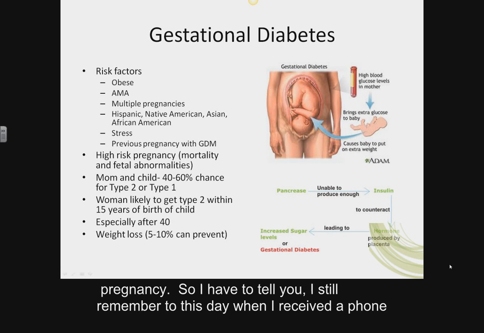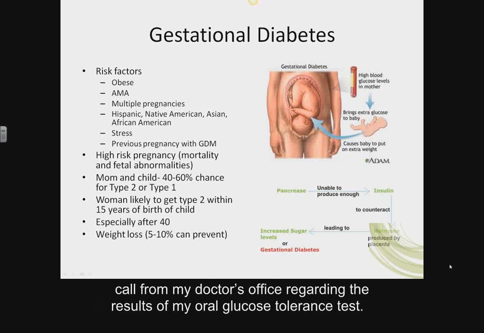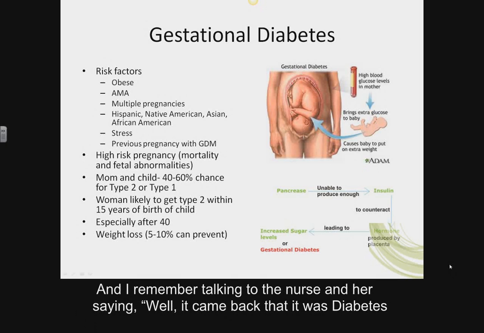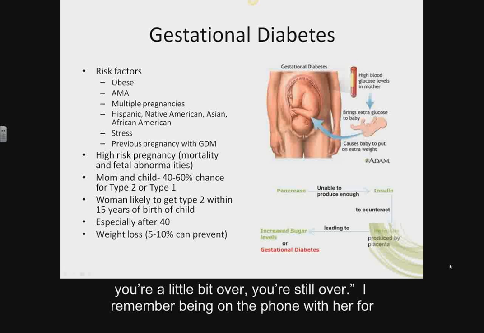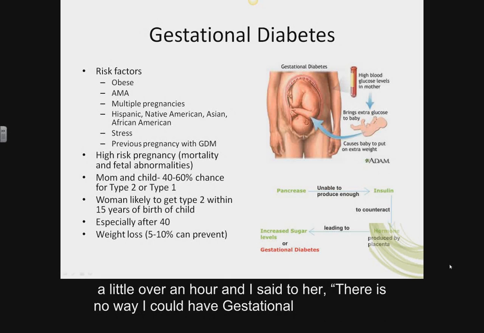So I have to tell you, I still remember to this day when I received a phone call from my doctor's office regarding the results of my oral glucose tolerance test. And I remember talking to the nurse and her saying, "Well, it came back that it was diabetes mellitus. You're just a little bit over, Kara, but we don't play around with this. And you're a little bit over, but you're still over." I remember being on the phone with her for a little over an hour, and I said to her, "There is no way I could have gestational diabetes. I take too good care of myself to have this."